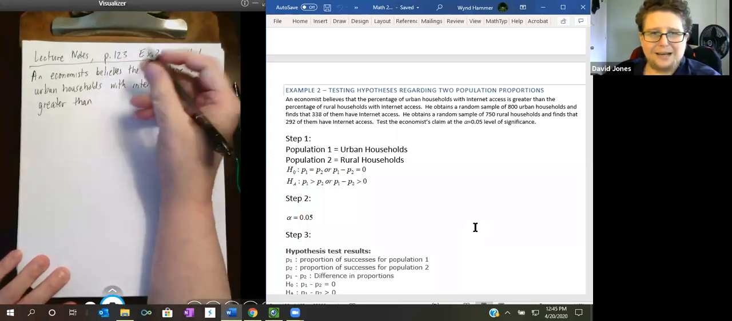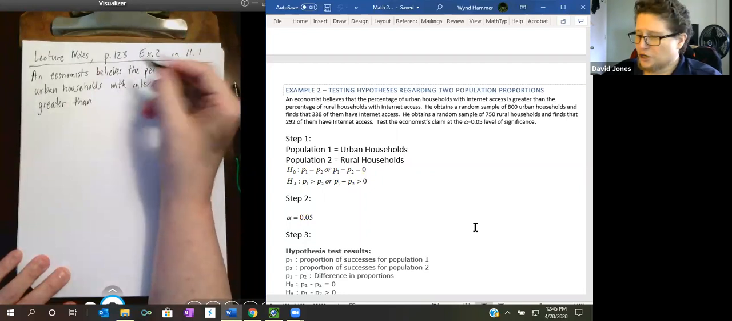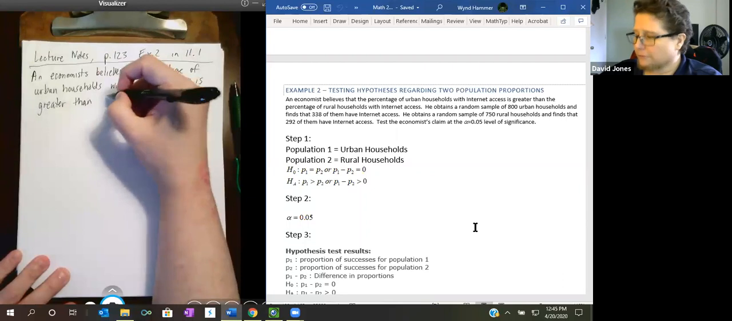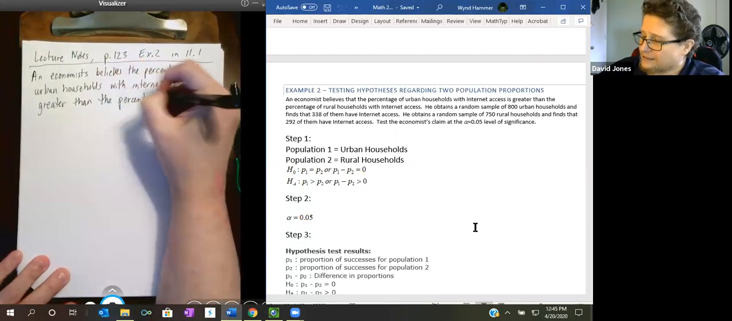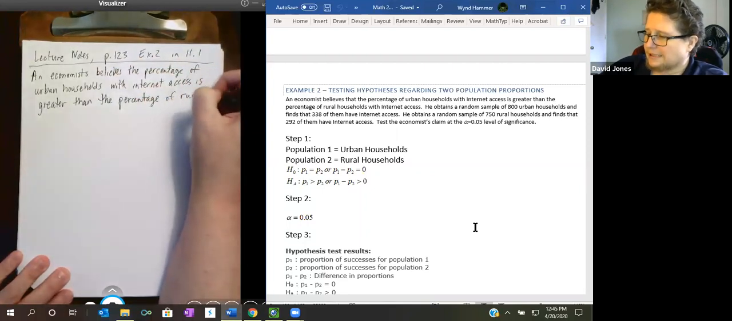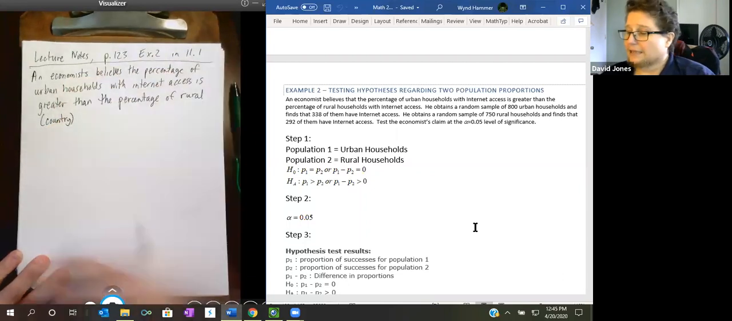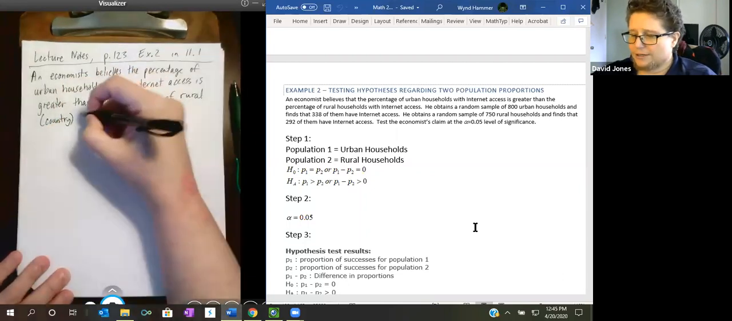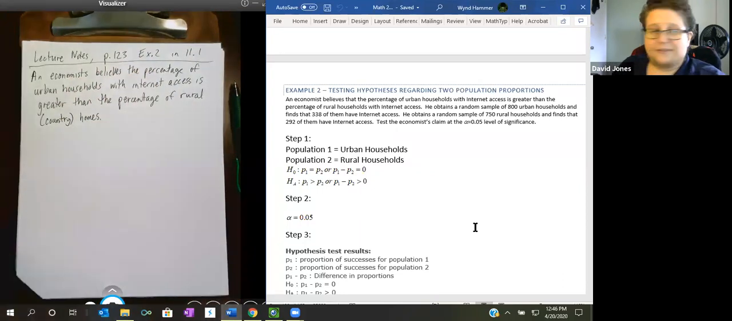I have the hardest time saying rural. I'm going to say country. So greater than the percentage of country homes. The problem says rural. I'm going to say country, because that's kind of the same thing. So urban homes have a greater percentage of internet access than country homes.